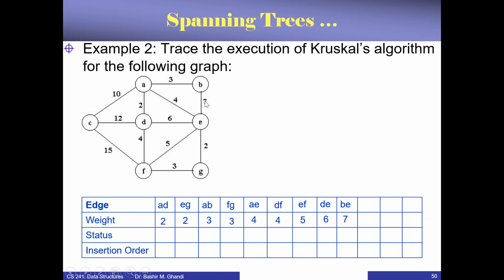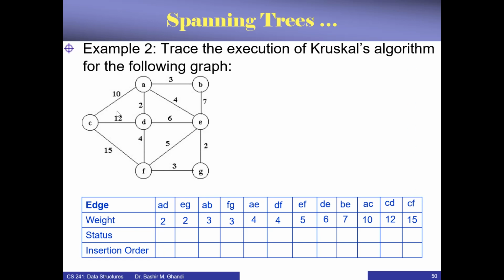After 7, the next value actually is 10. This is the next bigger value, so we're going to put 10, and the edge is AC. Then we have 12, and the edge is CD. And finally we have 15, and the edge is CF.